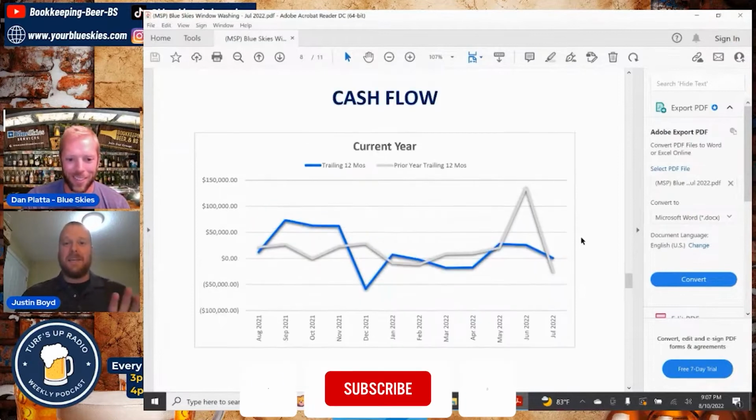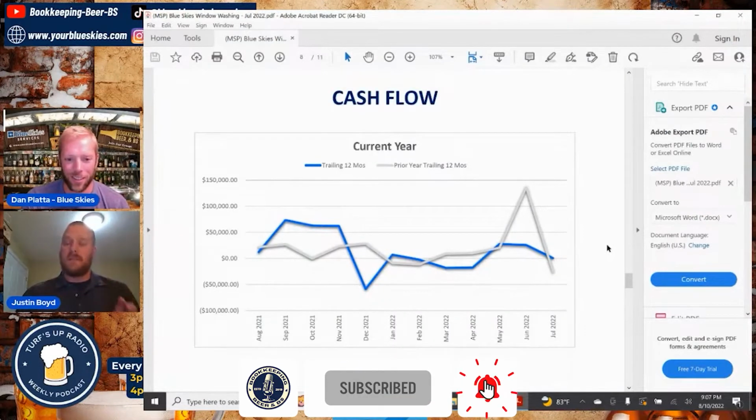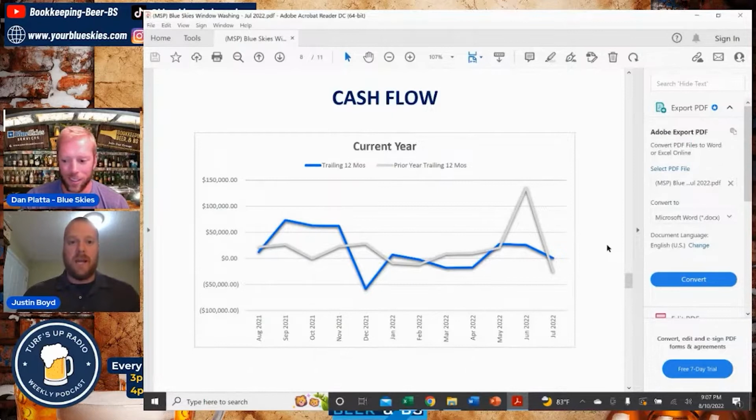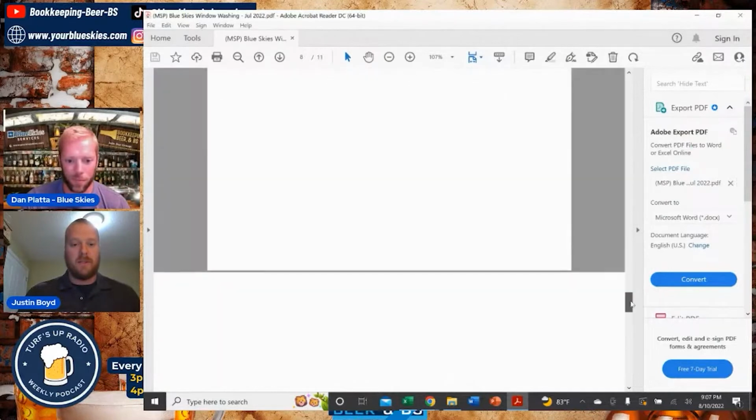But this is key, one of the biggest things as a business owner: what's the difference between net income and cash flow? Because it's a huge difference. It can make a big deal about how you run your business and how you're able to run your business. So cash flow is a really important thing to know.